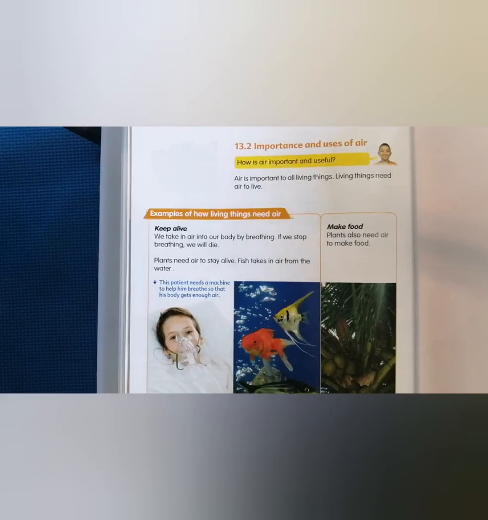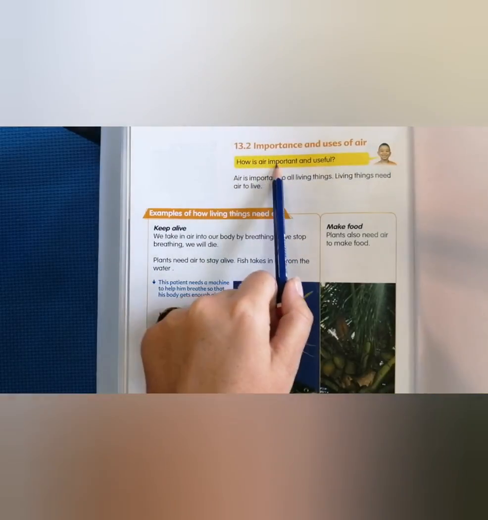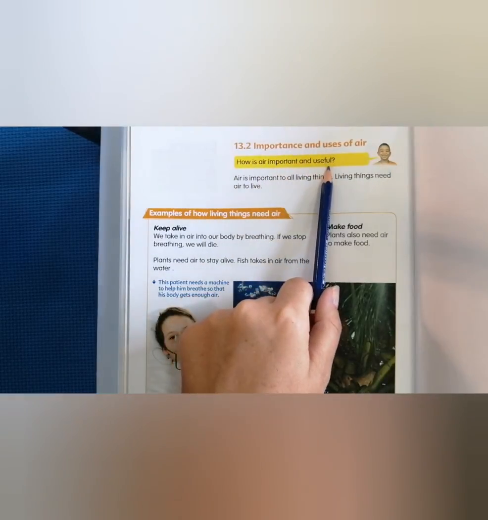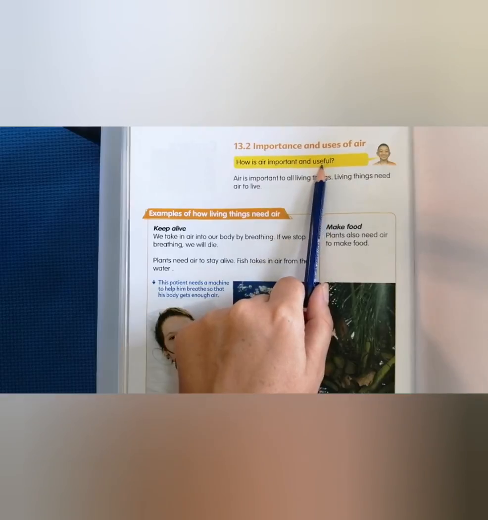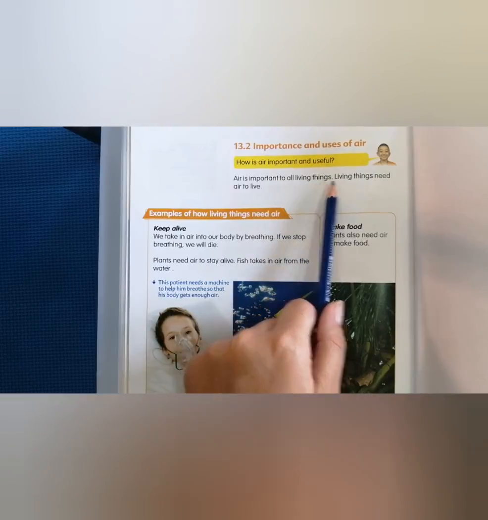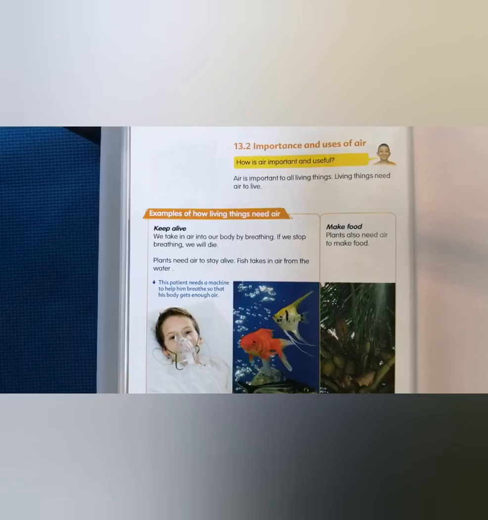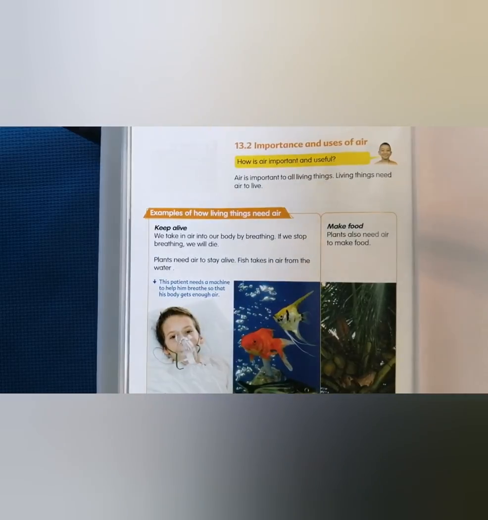The importance of air and the uses. Okay, that's the heading. How is air important and useful? So how do we use it? Air is important to all living things. Living things need air to live. As simple as that, all living things need air to survive.